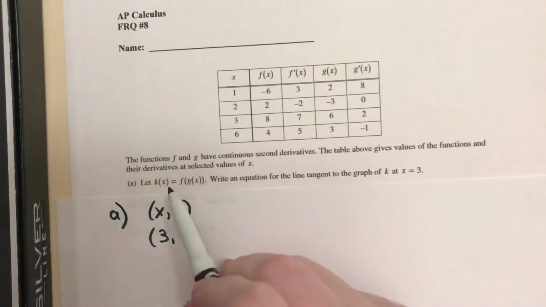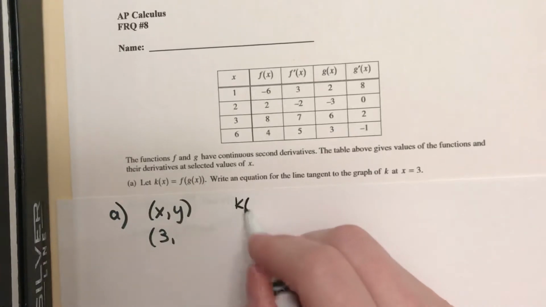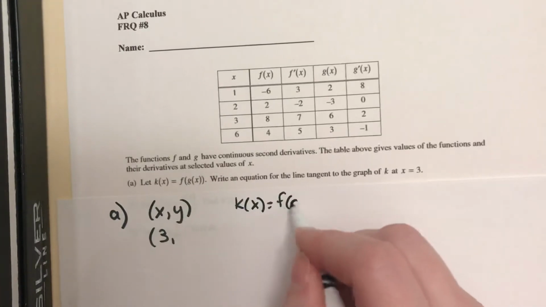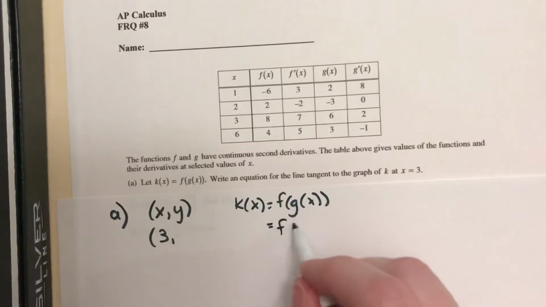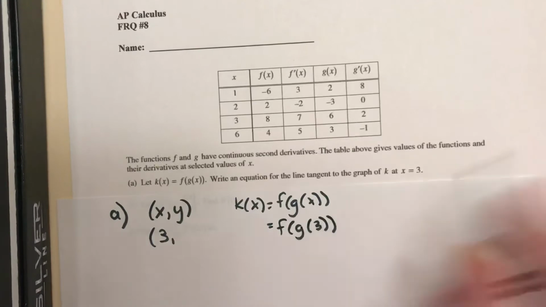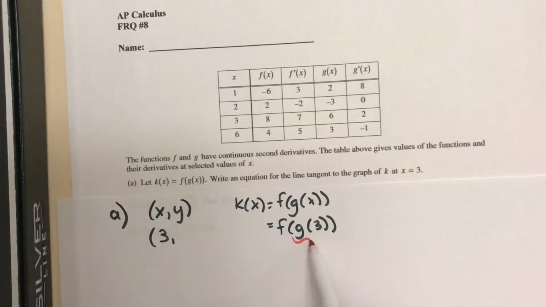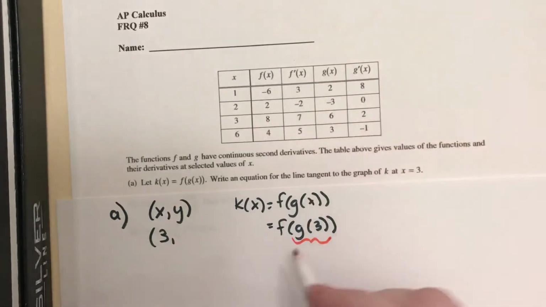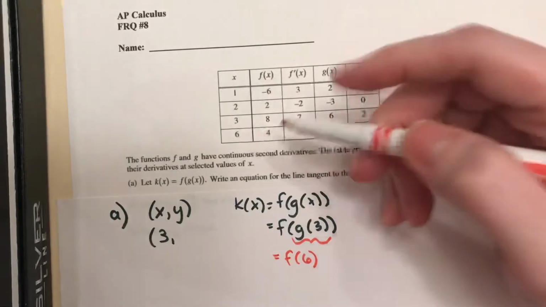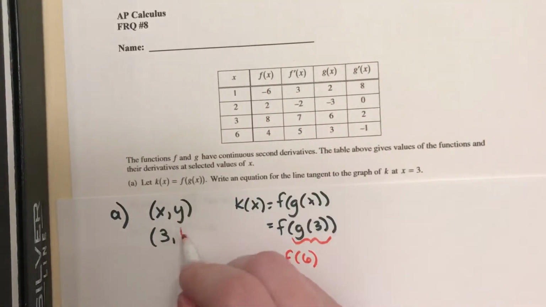So I'm going to plug back into this: k of x equals f of g of x. I'm going to plug 3 in for x and solve. When we evaluate a composite function like this, we want to do the inside first. So I'm going to use my chart and find g of 3, which is 6. And then I'm going to do the outside part. Now I need f of 6. So f of 6 gives me 4. So my point that I'm using is 3, 4.